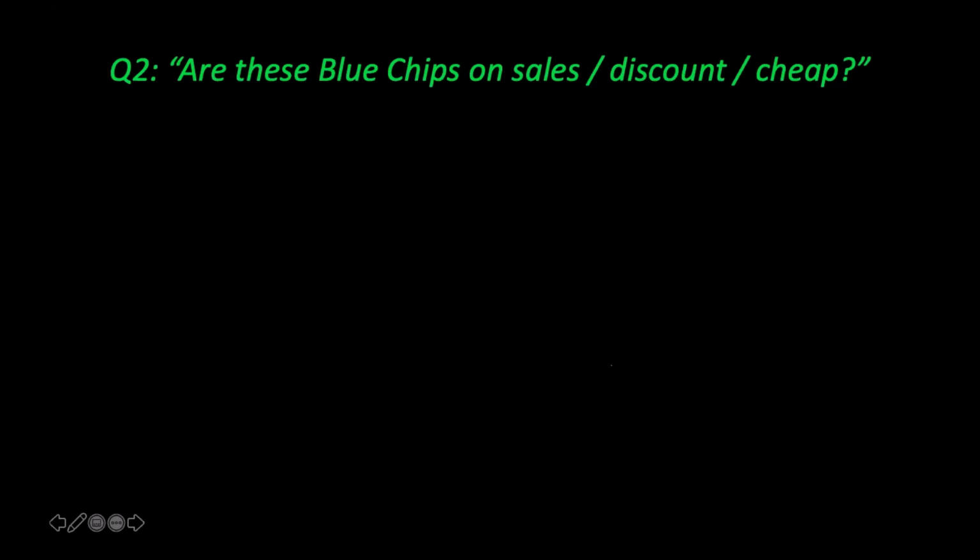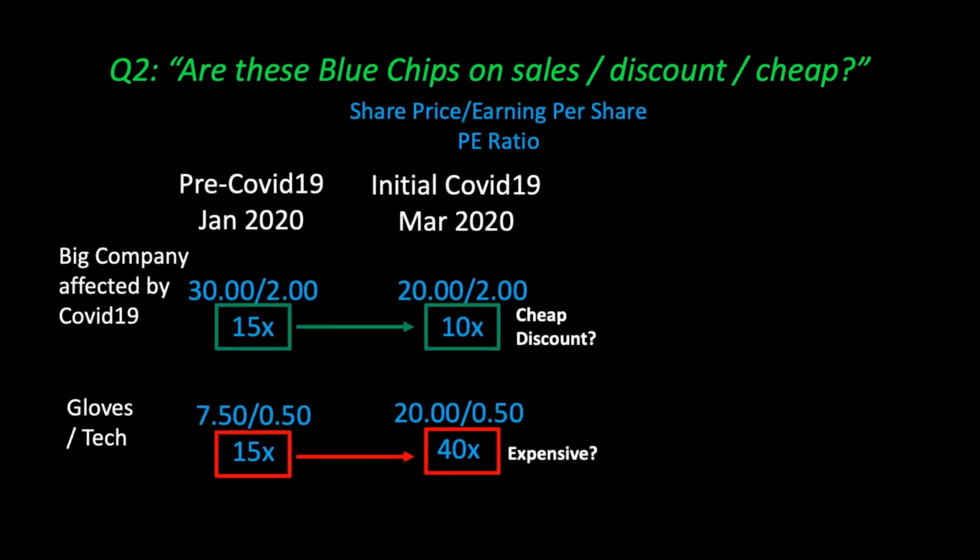So second question: is this the time to buy those blue chips? Now, this was more prevalent during the March, April time. Now people see a clearer picture already. So you can see those big companies affected by COVID-19, like Caspar, AirAsia, all these restaurants, possibly Padini as well, those retail shops.